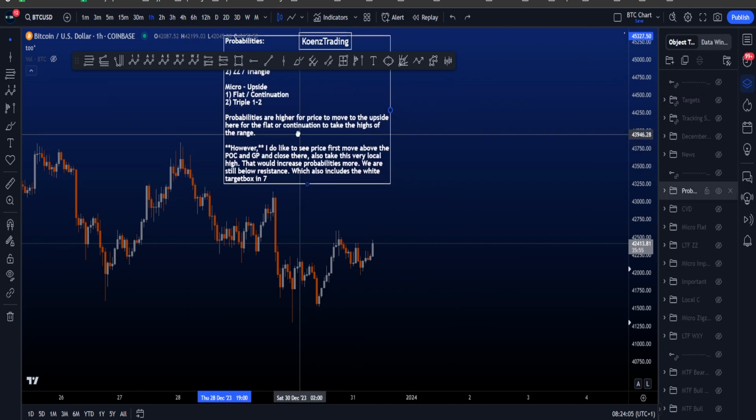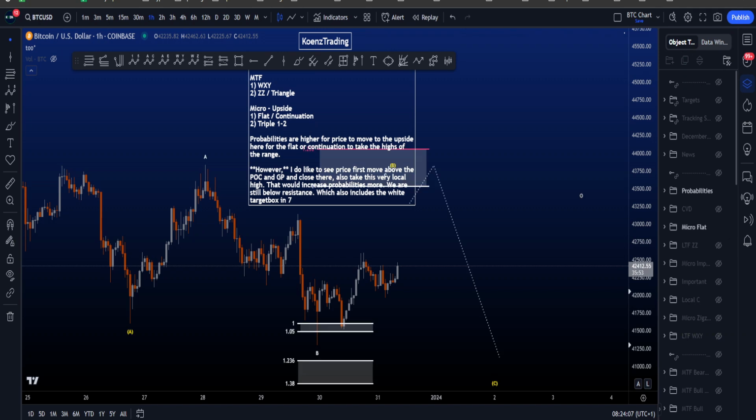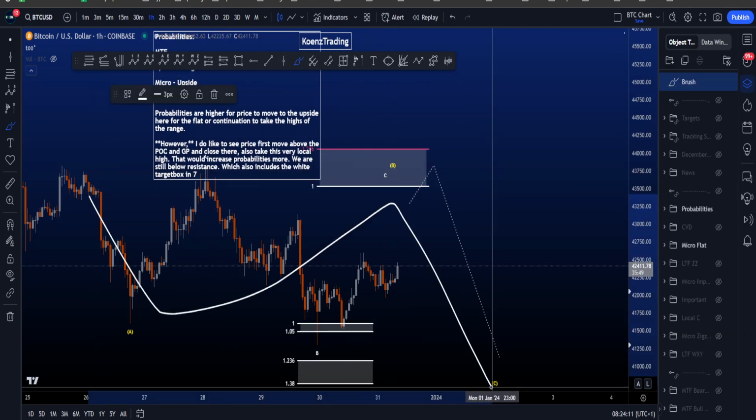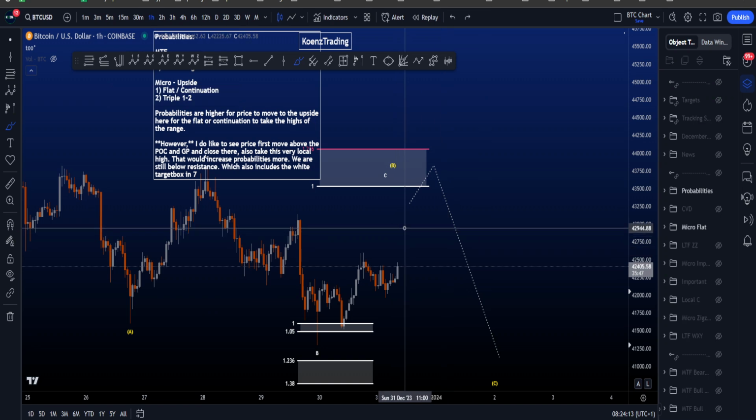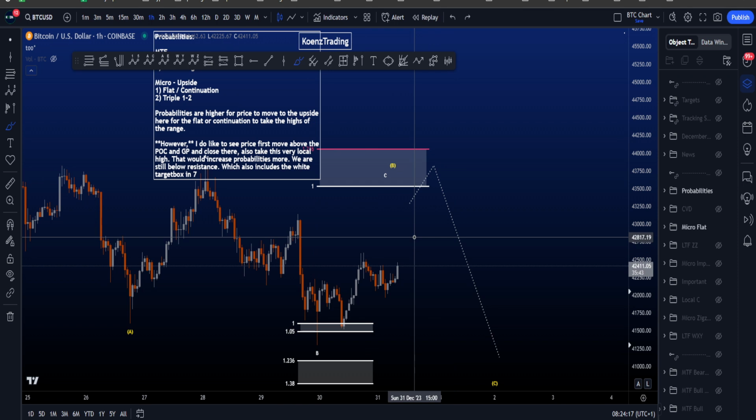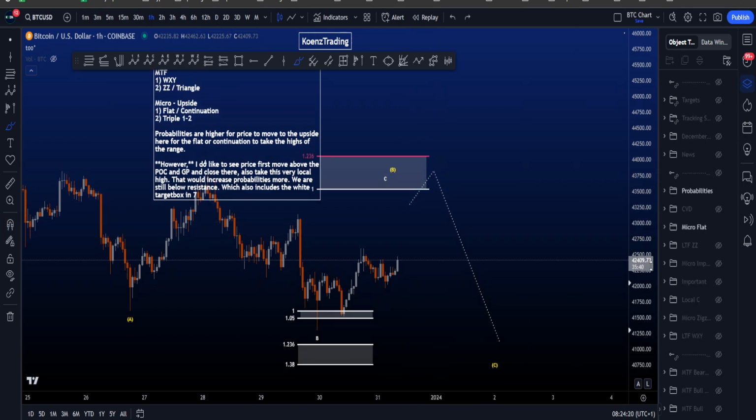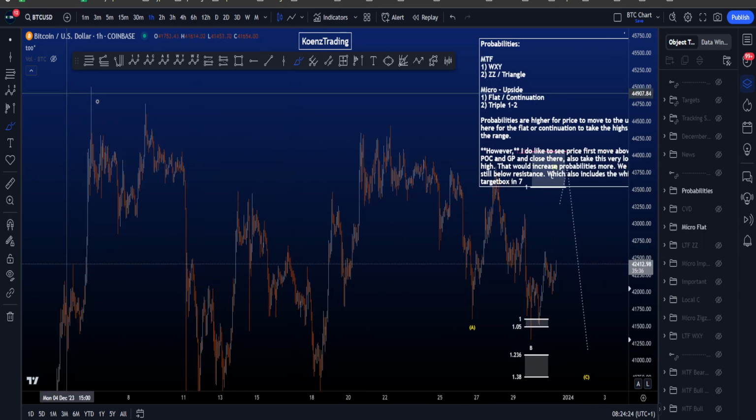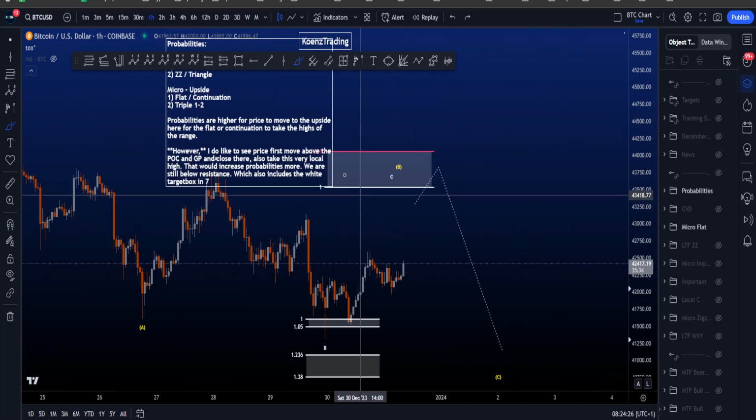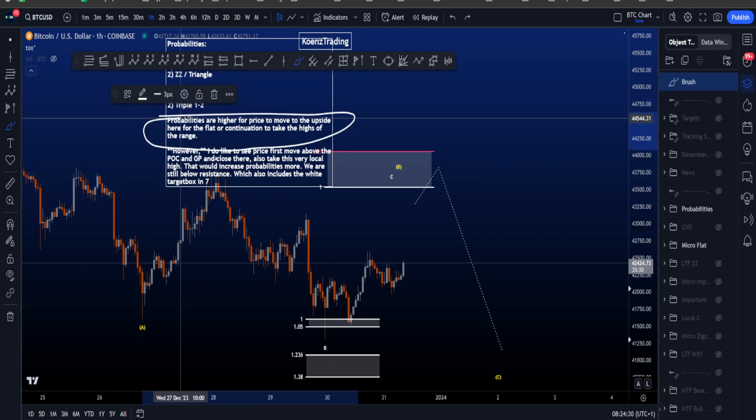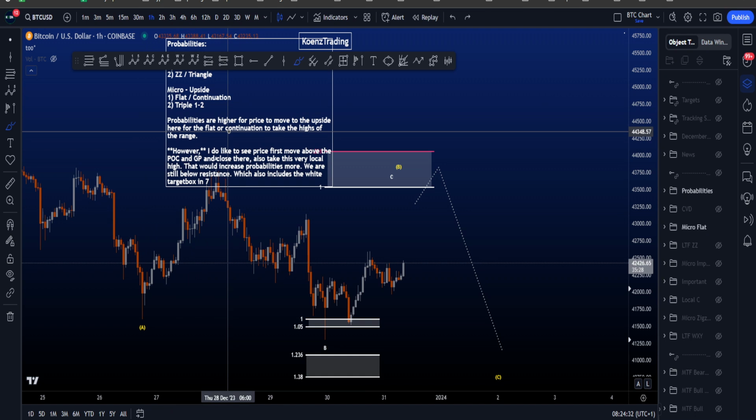That currently depends on the move that we then get towards the upside, because this is then the bearish scenario actually, where you're looking for A, B, and then a move down in C. But of course, depending on how price would move towards the upside, we also have to think about bullish continuation, where the low for your wave Y might already be in, and you're going to be looking for the highs of the range to be taken here. And then a little bit of a short story here. So I write the probabilities are higher for price to move to the upside here for the flat or continuation to the highs of the range.